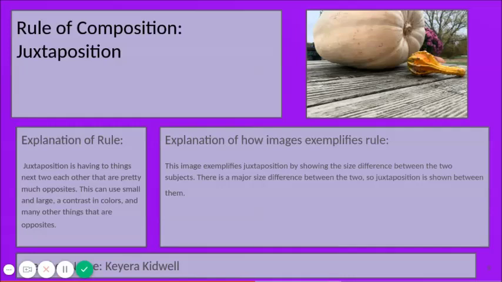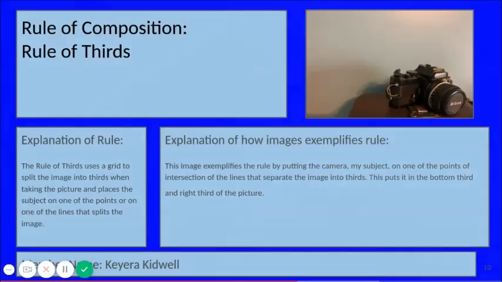My first rule was juxtaposition. A juxtaposition is having two things next to each other that are pretty much opposites. This can use small and large, a contrast in colors, and many other things that are opposites. This image exemplifies the juxtaposition by showing the size difference between the two subjects. There is a major size difference between the two, so juxtaposition is shown between them.